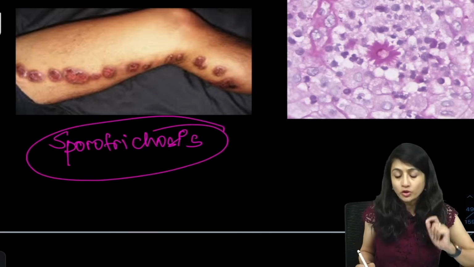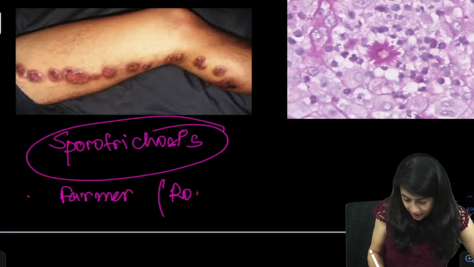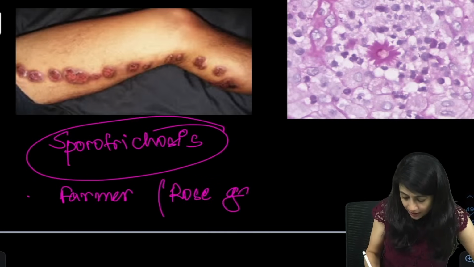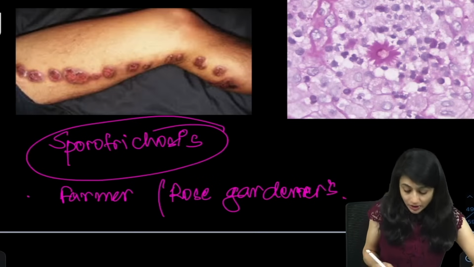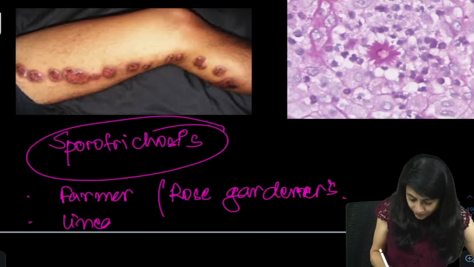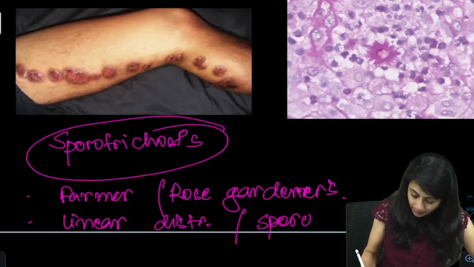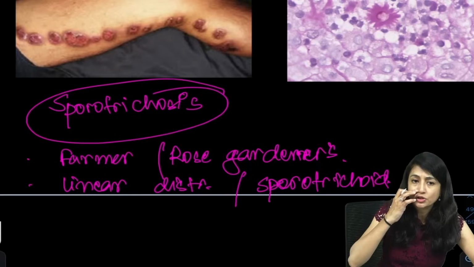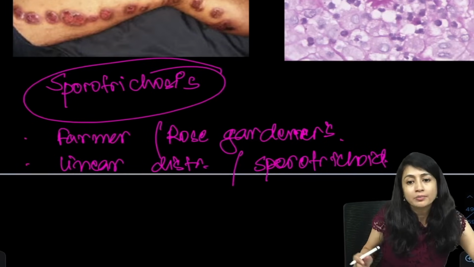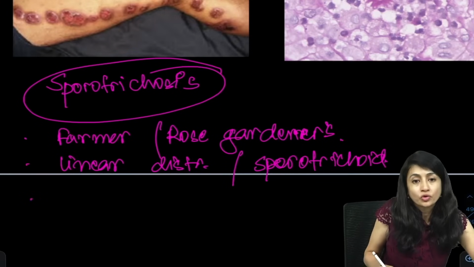Important pointers or important questions that are asked is a farmer or a rose gardener, because it is typically also called as rose gardener's disease, presents with linear distribution of lesion, which is also called as sporotrichoid pattern. Typically, dermal nodules or crusted plaques are present in linear distribution, and it can be a farmer or rose gardener who is presenting with it. So this is what this is, sporotrichosis.